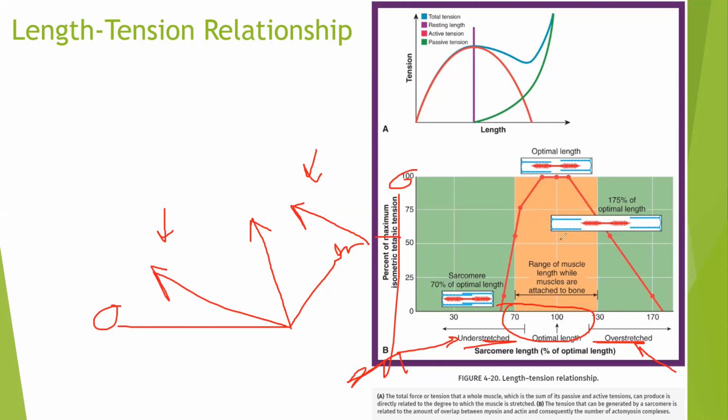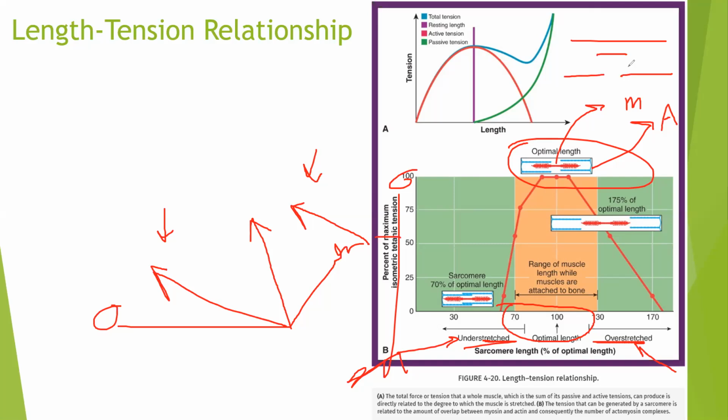Optimal length, by definition, just means that you have the greatest amount of overlap here between your myosin and your actin. So you have the most amount of cross bridges that are forming. The more of those you have, the more strength or the more tension you're able to produce.